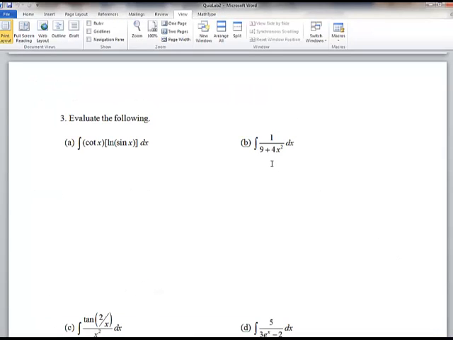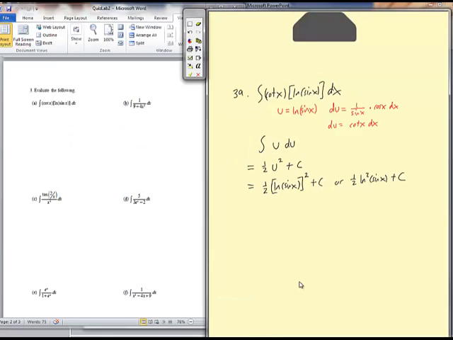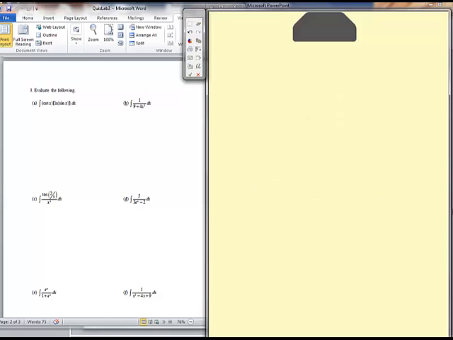Now if we check out 3b, let me make this a little bigger so we can see it. It's the antiderivative of 1 over 9 plus 4x squared dx. Hopefully we recognize this is just a basic arctan. If you see 1 over 9 plus 4x squared dx as 1 over 3 squared plus (2x) squared dx, using our basic arctan formula, you see a is equal to 3 and u is equal to 2x.